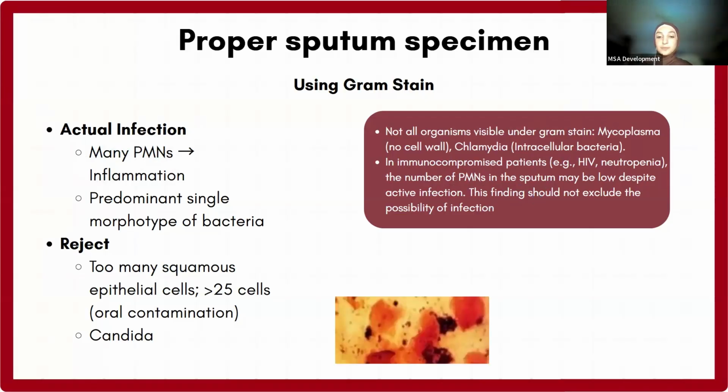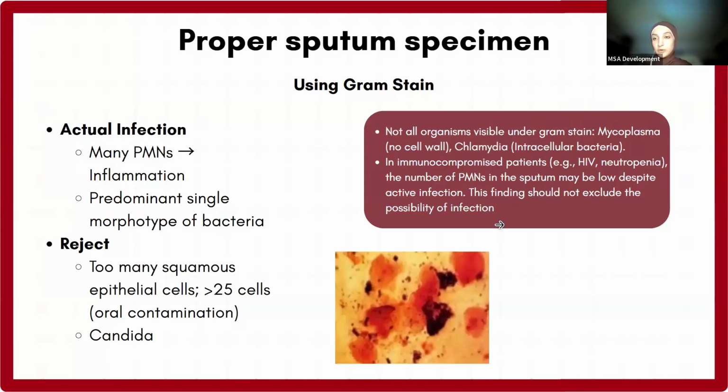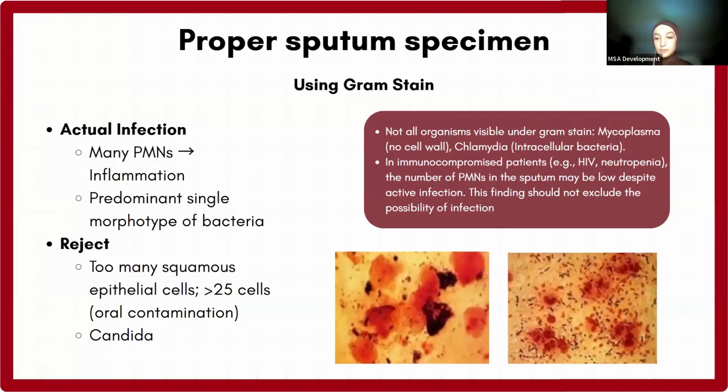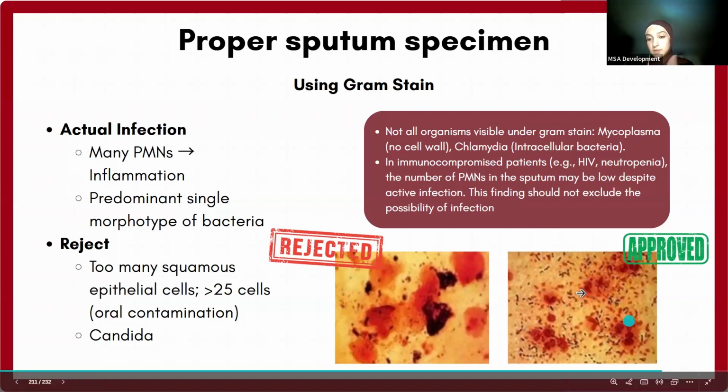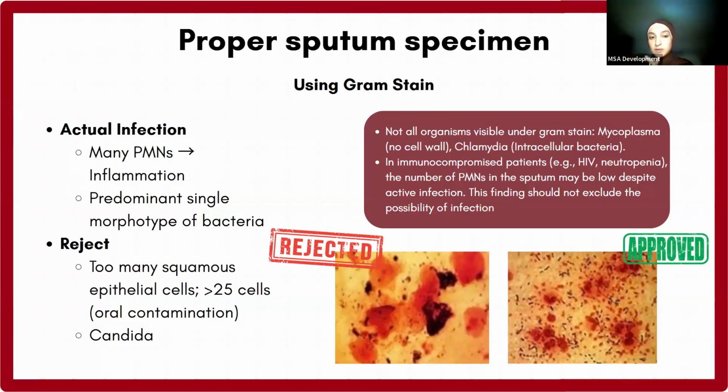Okay. Now, when we're looking at two micrographs, these two, okay, which one of them would have an active infection, and which one of them would be rejected? Exactly. So this one would be rejected, and this one would be approved. Why? Because you can see in this one, there is one clear morphotype of bacteria, okay, and there are a lot of neutrophils, clearly seen, okay. But here, you can tell it's contaminated. You can tell there are squamous epithelial cells. Too many things, okay. This is why it gets rejected.